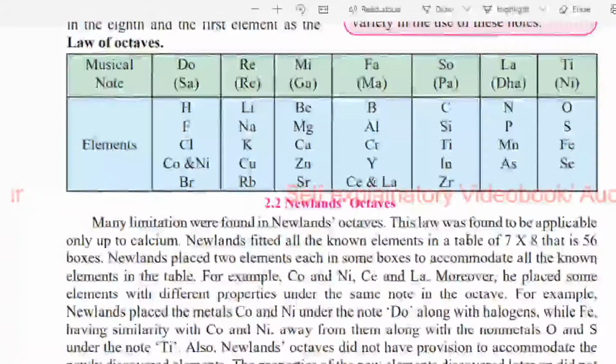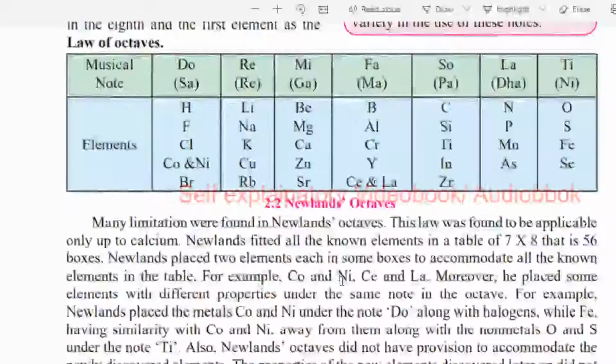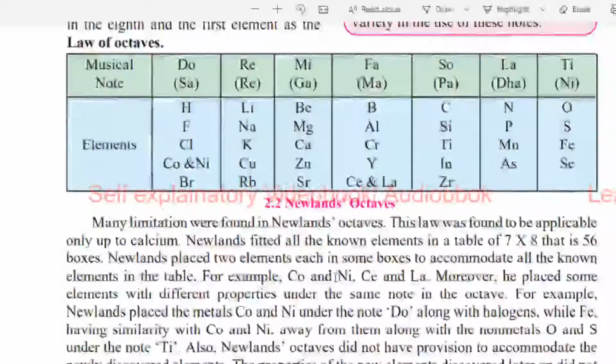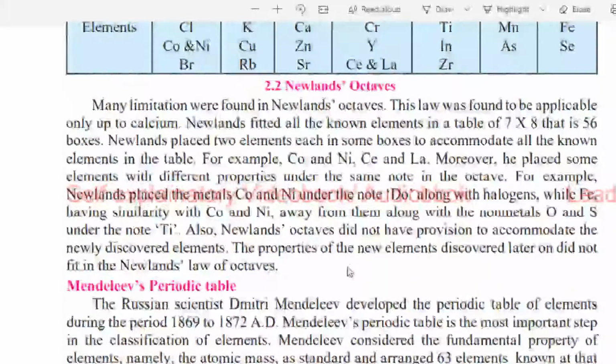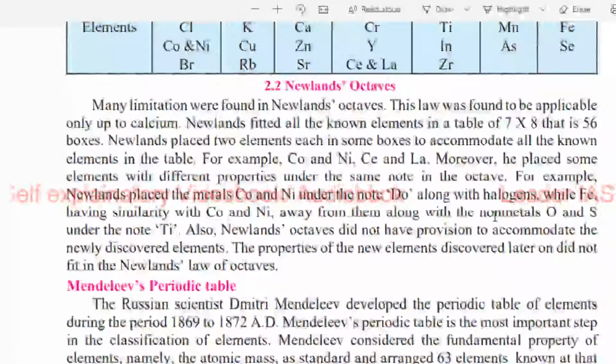Many limitations were found in Newlands' octaves. This law was found to be applicable only up to calcium.